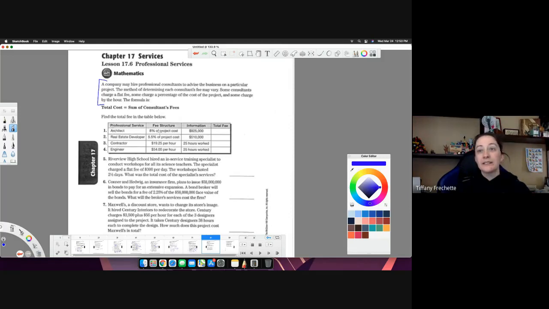So we have an architect, and his fee structure is 8% of the project cost. And the information we're given is either the total cost of the project or the hours worked. So it depends on if that person is being paid by percentage of the total cost or hourly. So number 1, he's getting a piece of it. So if he gets 8% of the total project cost, and then they tell us $925,000, the only thing they kind of left out is project cost. So this is the project cost.